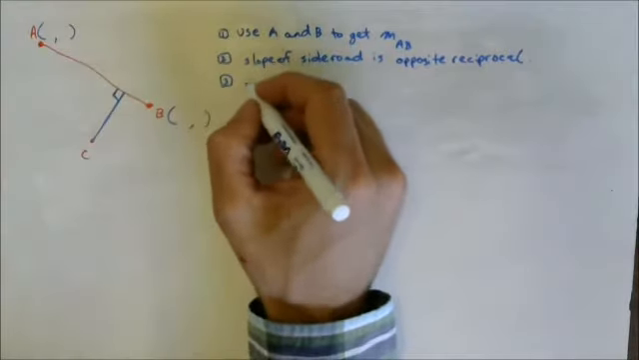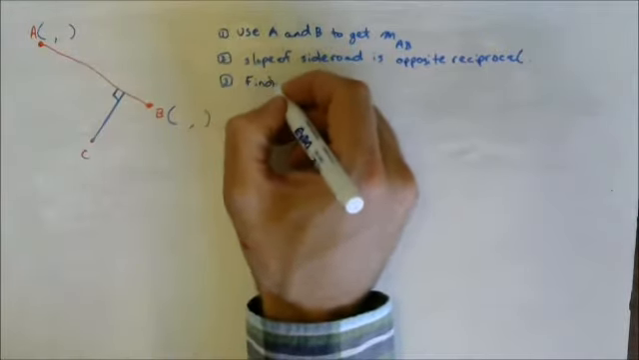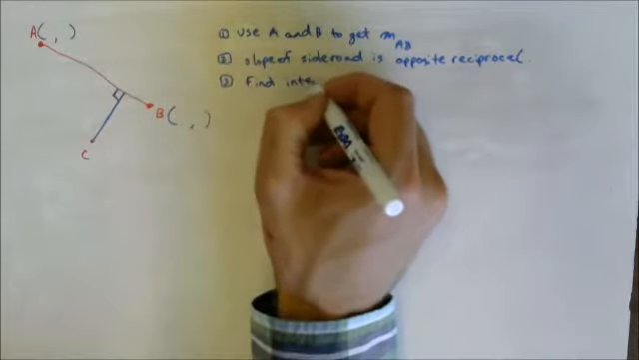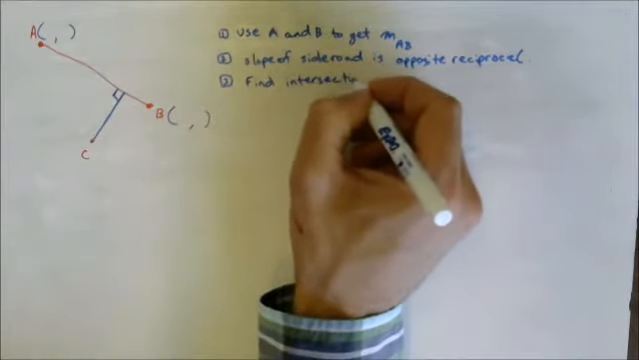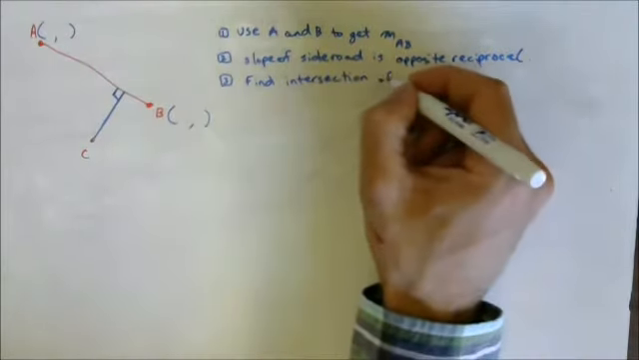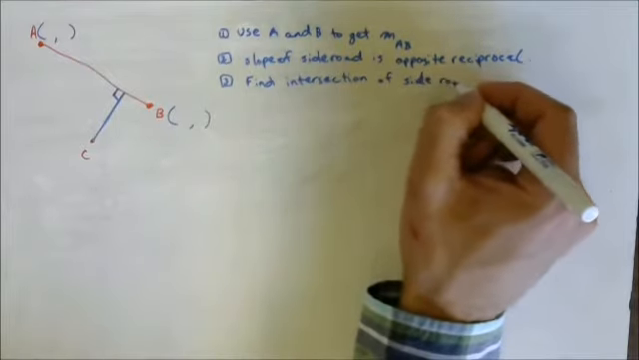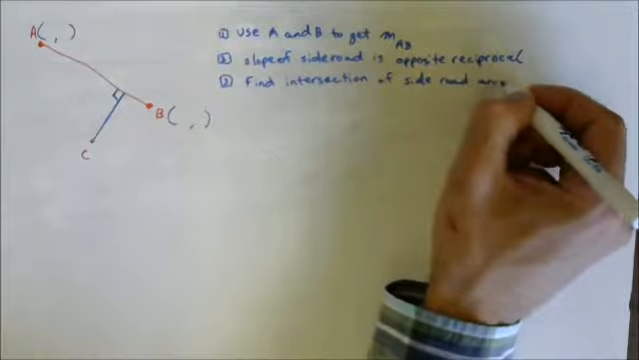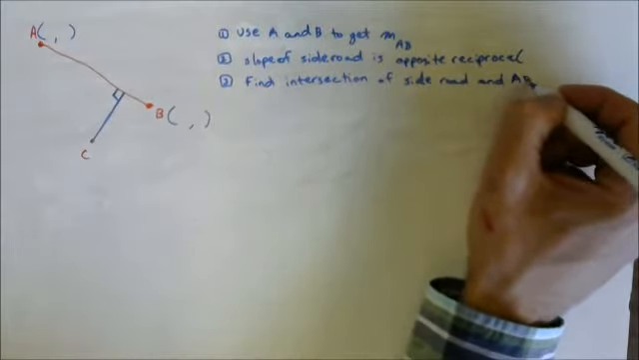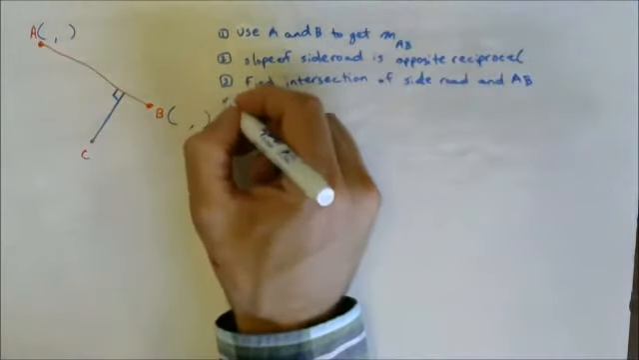Then, find intersection of side road and AB. I'll talk about this in a second as we go through.